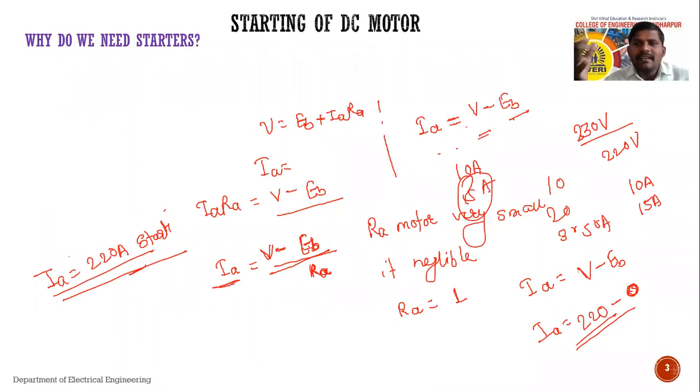So see again how this resistance can be connected and how this resistance can be reduced. According to this, there are some types of starter like the 3-point and 4-point starter. Okay, so this is the important point, that is the necessity of the starter.